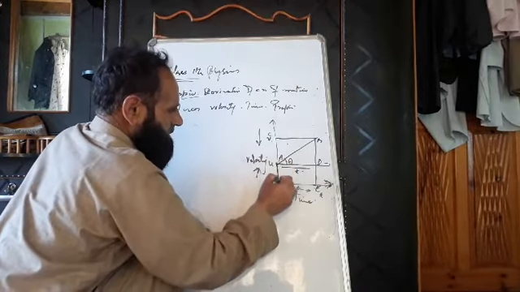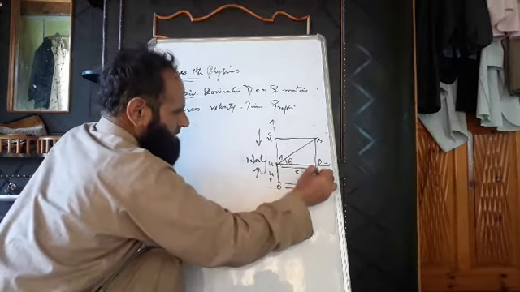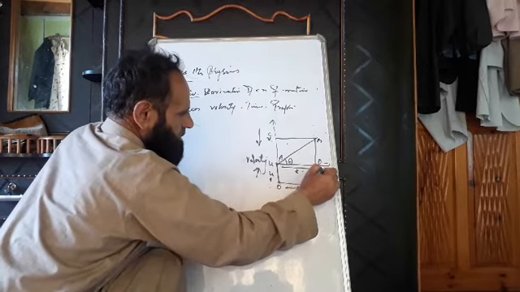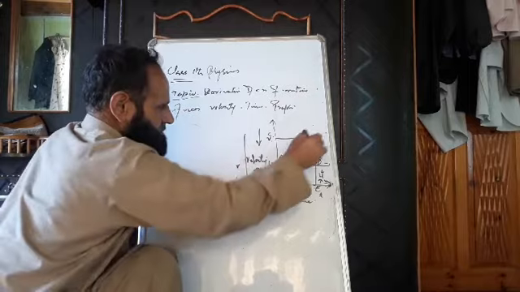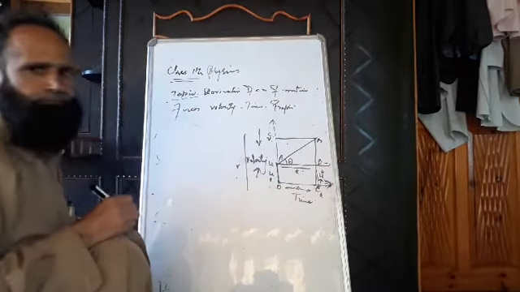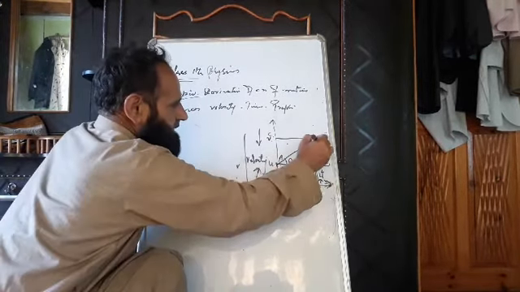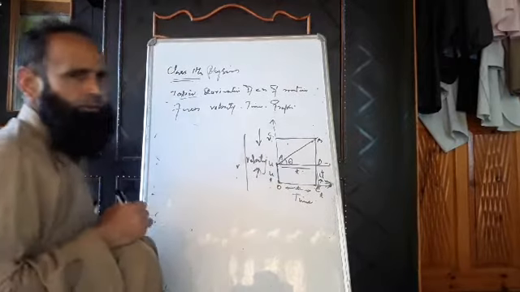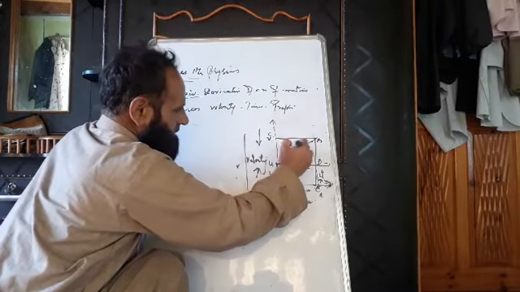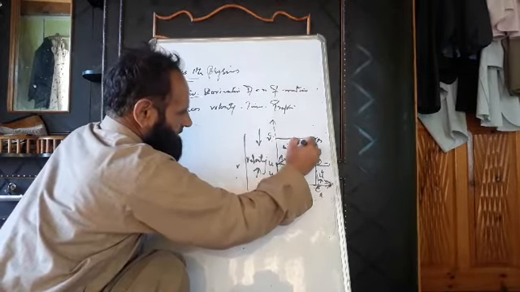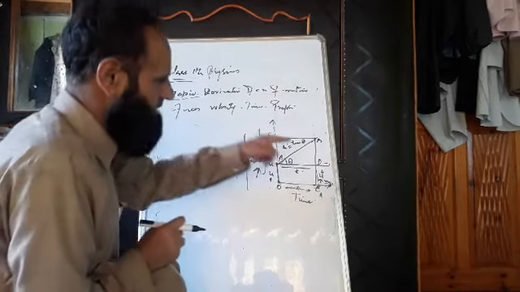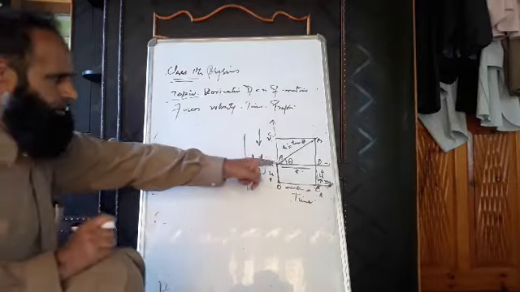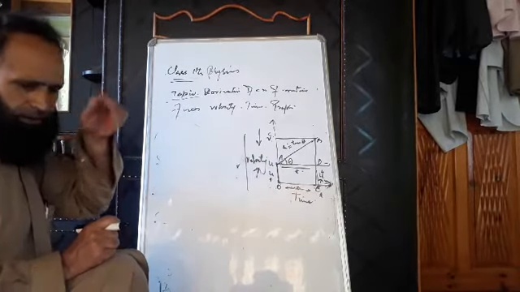From this point to this point it is equal to u, so this is also equal to u. From this point to this point it is equal to v, the final velocity, so it is also equal to v. And this is the slope, the acceleration a, that is a is equal to tan theta, where theta is the angle made by the slope of the graph with the time axis.